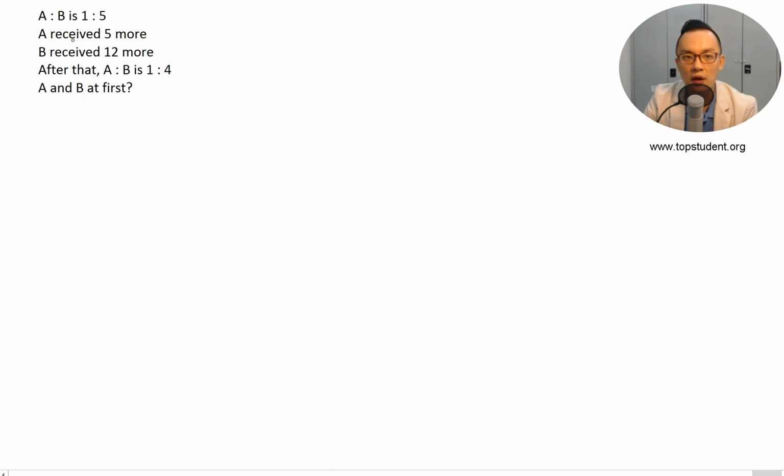A is to B is 1 is to 5. A received 5 more, B received 12 more. After that, A is to B is 1 is to 4. A and B at first. So A is to B. So again, all your people are here. All the changes on this column is 1 is to 5. So 1 unit, 5 unit. So the change is A received 5 more. B received 12 more. After that, it becomes 1 is to 4. Alright. So A and B at first, what is it?